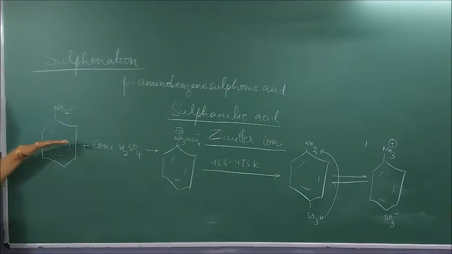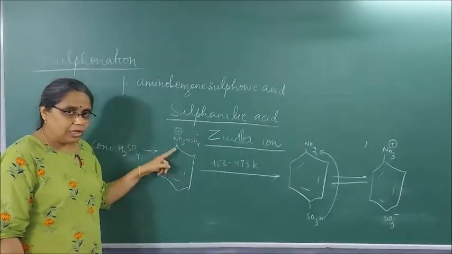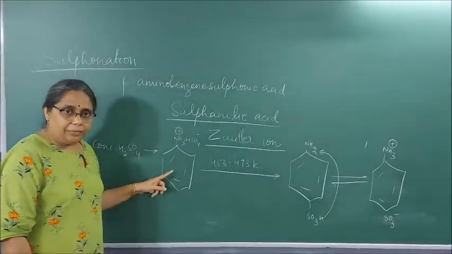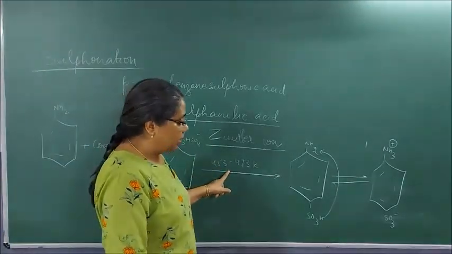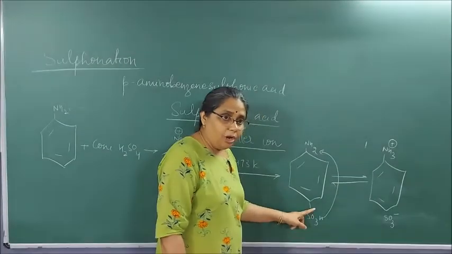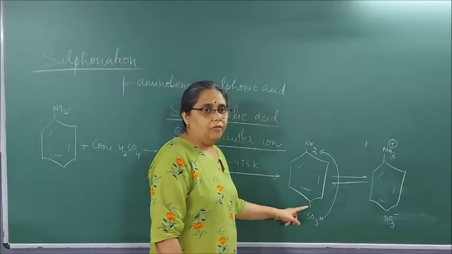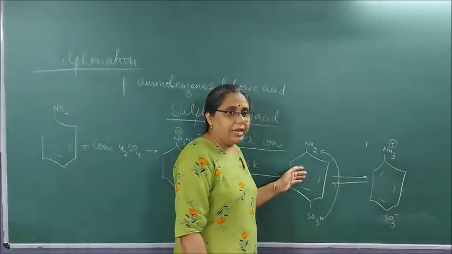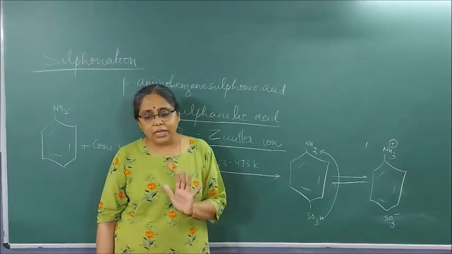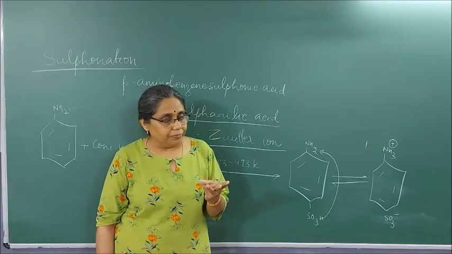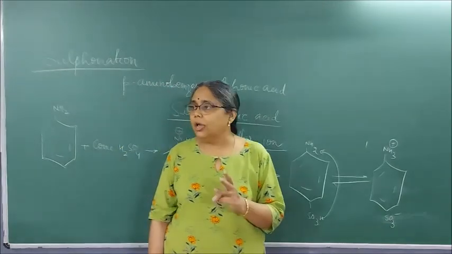Aniline in presence of concentrated H2SO4 gets protonated and adds up the whole thing. This is called as what? Anilinium hydrogen sulfate. This, when it is treated at 453 to 473 Kelvin, it forms what? 4-amino benzene sulfonic acid or para-amino benzene sulfonic acid. How does it exist? It exists as what ion? Zwitter ion. Clear?